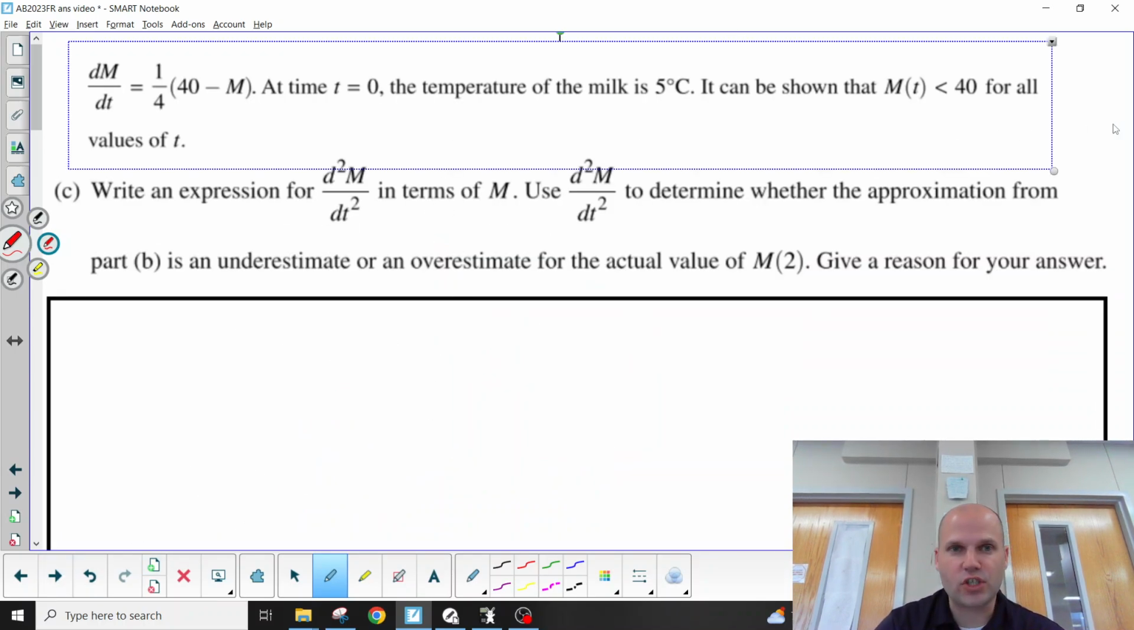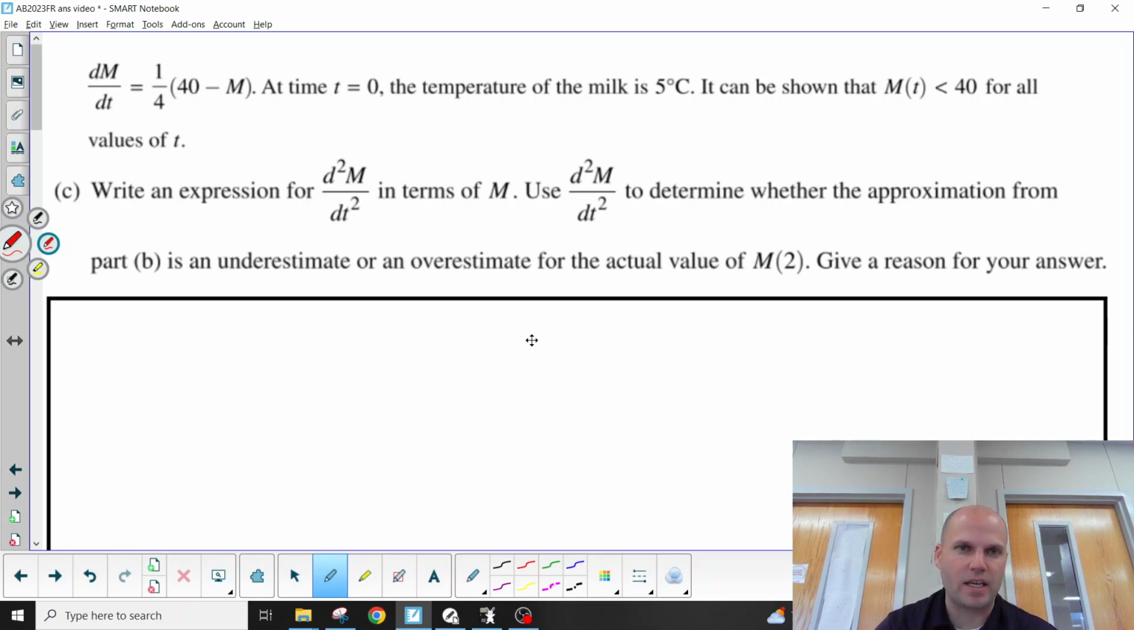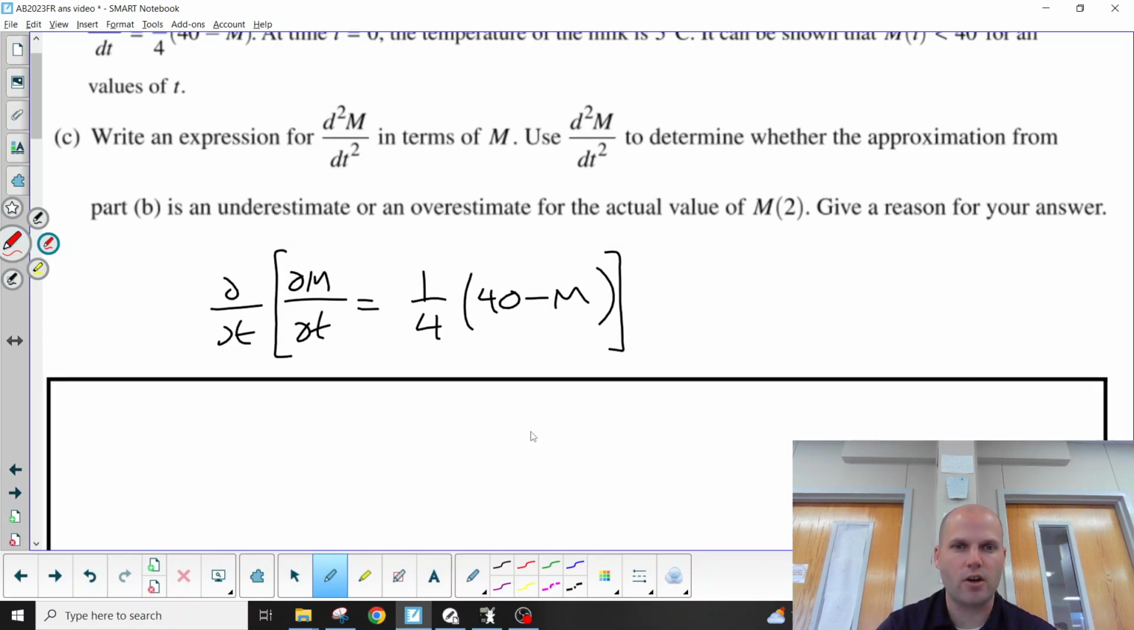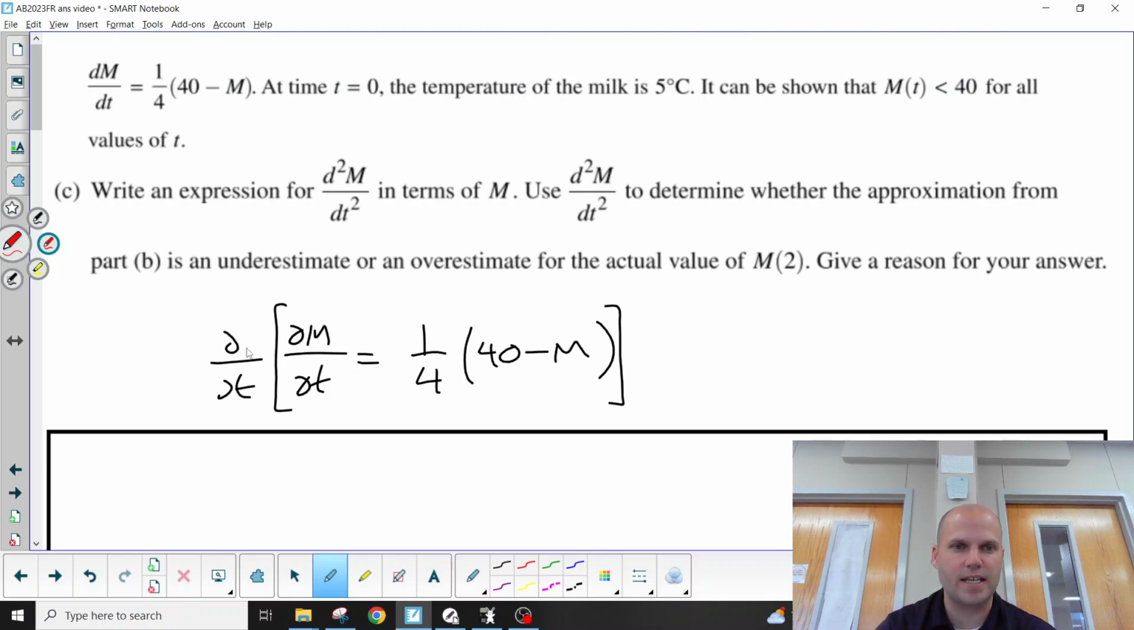Write an expression for the second derivative. A lot of people are making mistakes on this. Why are you making mistakes on this? Well, you got to take the derivative of your first derivative. But look, we got dm over dt. To get d squared m over dt squared, you're not taking the derivative with respect to m. You're taking the derivative with respect to t. It's kind of like implicit differentiation.